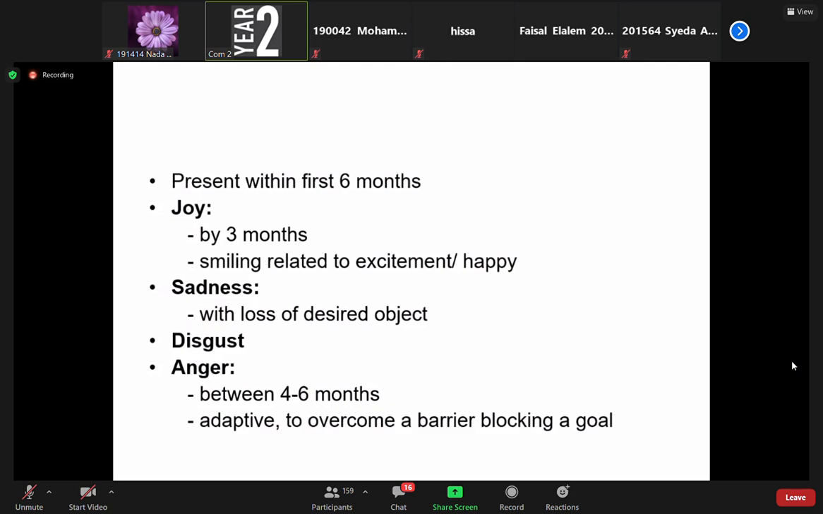Now, what about disgust? How can you assess that in an infant? How can you tell that an infant is disgusted with something? It's really about the taste. You put something in they don't like, they spit it out. Anger appears between 4 and 6 months, and it becomes more related to frustration with not being able to do something that they want to do, and so they get angry, and they cry.